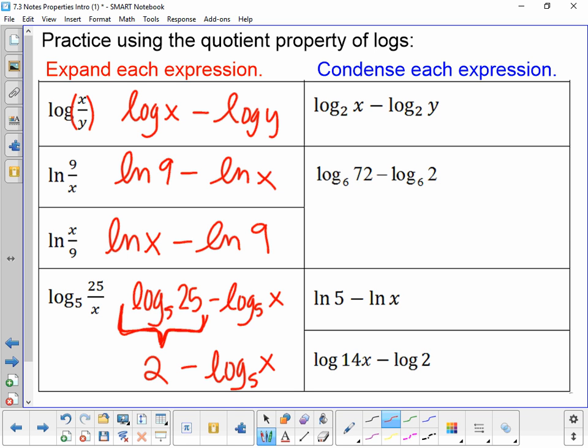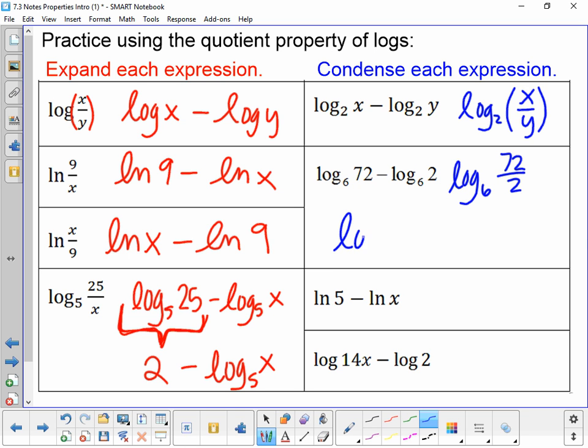Same rule, but let's condense now. If we start with a log minus a log, it becomes the log of the quotient, x over y. Log base 6 of 72 minus log base 6 of 2 would be, since it's subtraction, the log of the quotient. So log base 6 of 72 over 2. Well, that's the same as log base 6 of 36. And log base 6 of 36, 6 to the second power is 36. So that one simplifies just to the number 2.